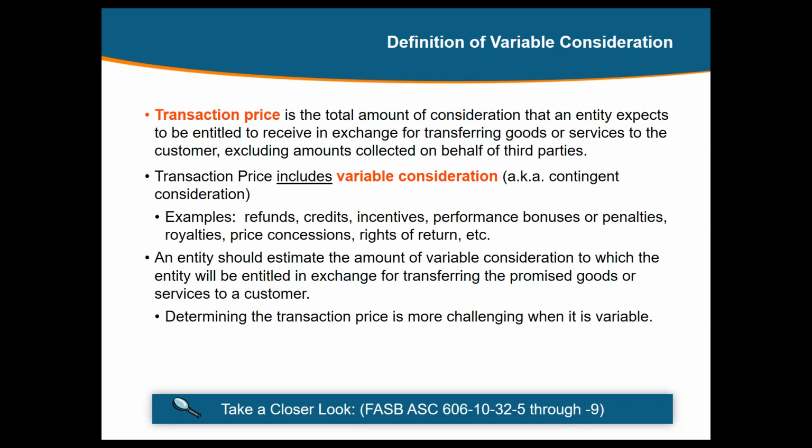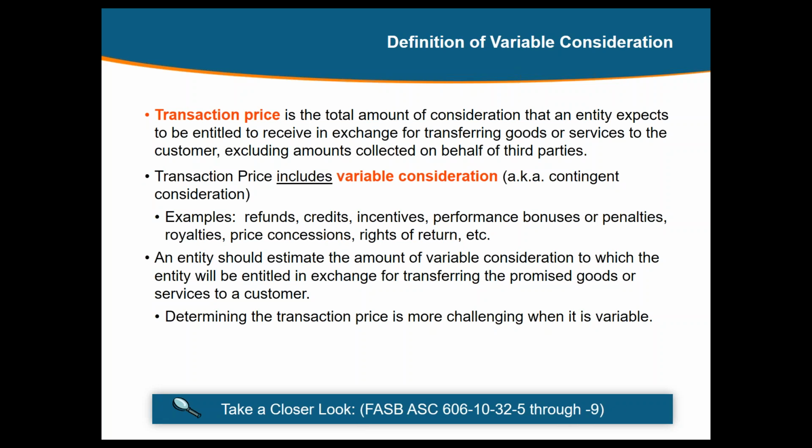The model under ASC 606 is if you have variable consideration, you estimate it from day one, you combine it with any fixed portion of the transaction price, and that total amount then becomes your transaction price that you allocate to your performance obligations. You recognize revenue on that amount starting from day one, even before the contingency is resolved.